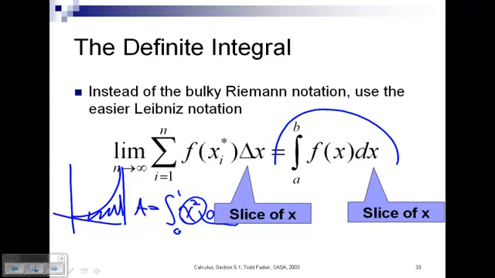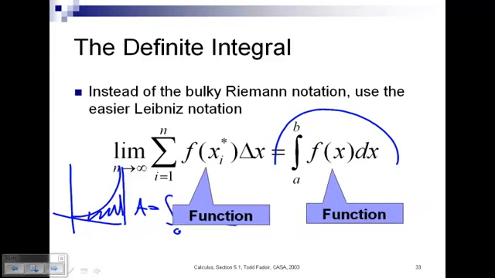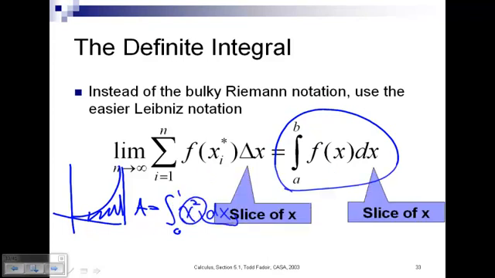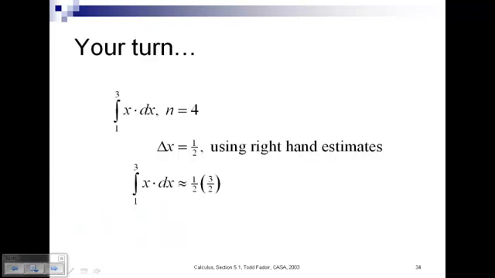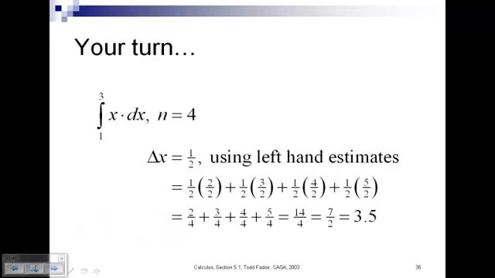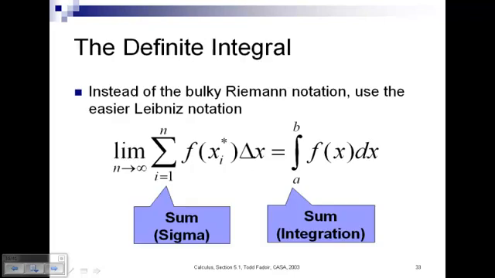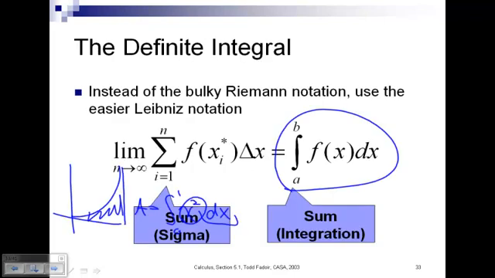All right, so again, in the two notations, we have placeholders for the function. We have placeholders for the slices of x that represent the width of an individual rectangle. And the elongated s, like the sigma notation, represents to add up. You can think of it as adding up a bunch of the rectangles that make up that space.